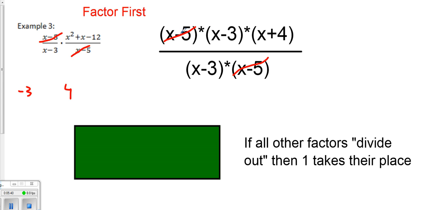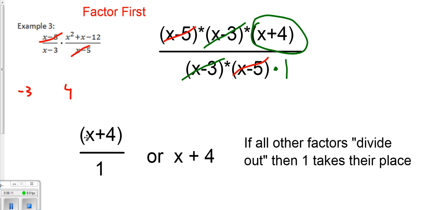So, in this case then, after we factored it and crossed out our x minus 5s, we do in fact have an x minus 3 and an x minus 3 to cross out. So the only thing left over is x plus 4. Now the question might be, what's on bottom then? Well, technically, if all these other ones cross out, there's a hidden times 1 on bottom. Because this times 1 is everything that was down here. So, technically, this could be considered x plus 4 over 1.